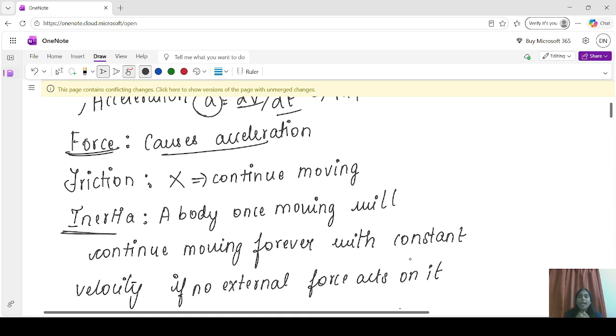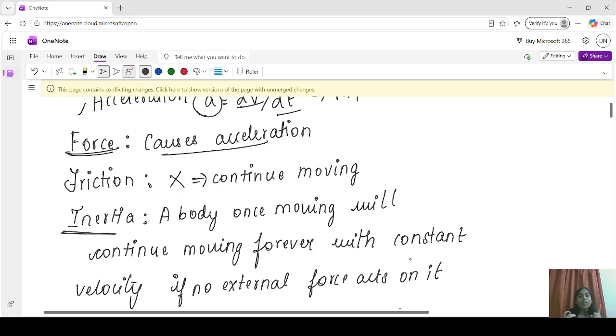Okay. Now, Aristotle's fallacy. So Aristotle was an ancient Greek philosopher. He believed that a force is necessary to keep a body in motion. This sounds correct because if you push a toy, it moves. If you stop pushing it, it stops. So Aristotle concluded motion needs continuous force, but there was one hidden force he failed to understand, which was friction.